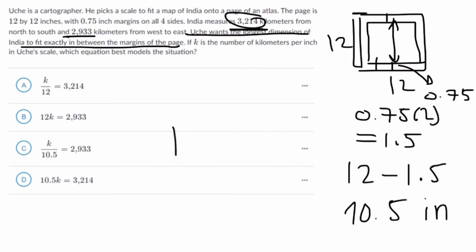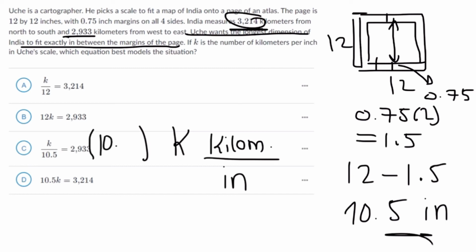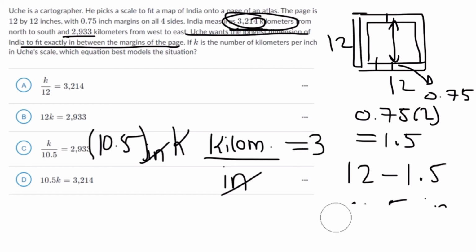So K is for kilometers, I'm going to write kilometers per inches, which is the equation that best models the situation. So we have the inches. If we multiply K by 10.5, the inches will cancel out, leaving 10.5 times K to be equal to the kilometers, and we said this is the value for kilometers.